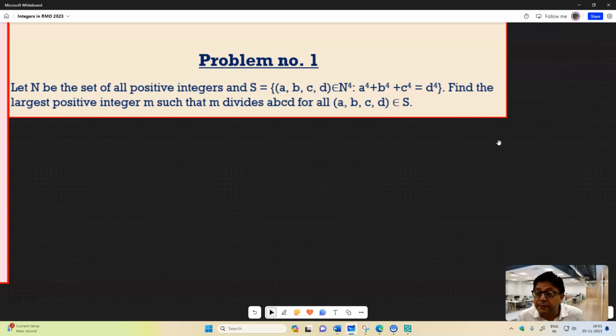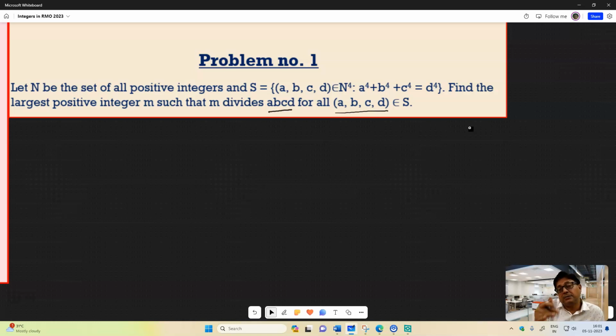But you will say that infinitely many numbers can satisfy this condition. I agree with you. But see the problem here: find the largest positive integer m such that m divides ABCD for all A, B, C, D belonging to S. It will divide the least one, it will divide the biggest one, it will divide in between all the integers in the form A into B into C into D. The question is, it will divide the product.